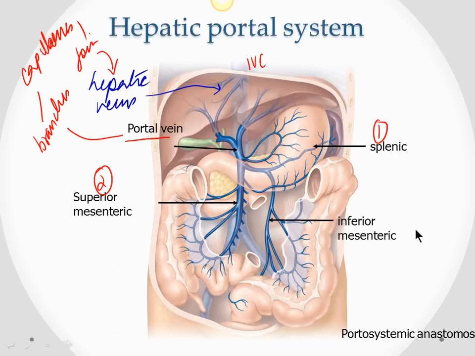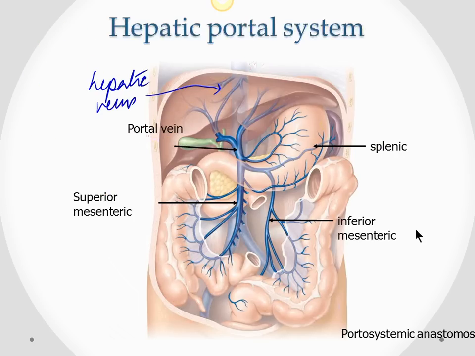In certain parts of the body, such as the lower end of the esophagus and in the anal canal, there are areas where there is an anastomosis between veins which drain the GI tract and veins which drain other parts of the body. So that is known as a portosystemic anastomosis.